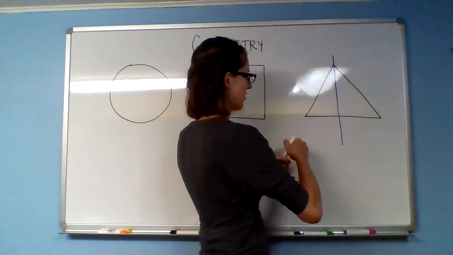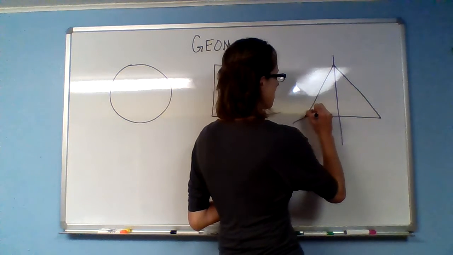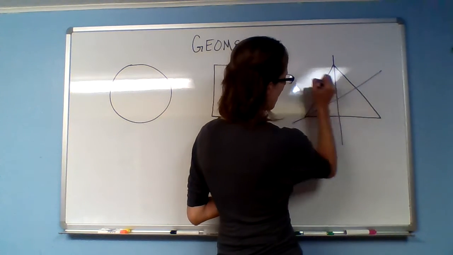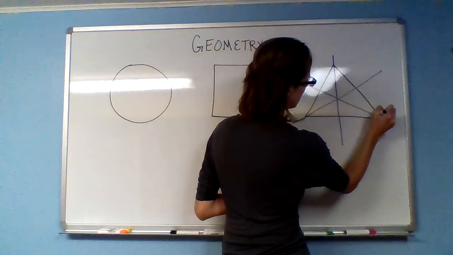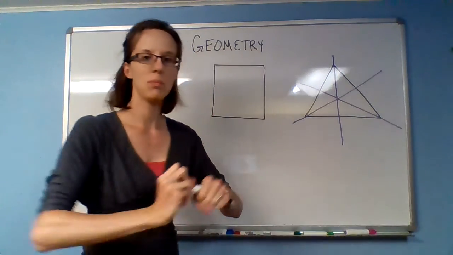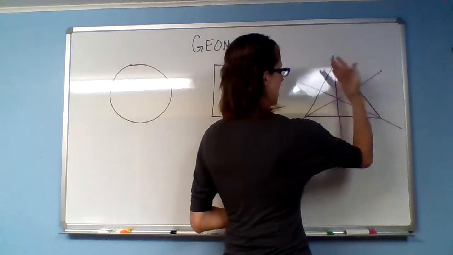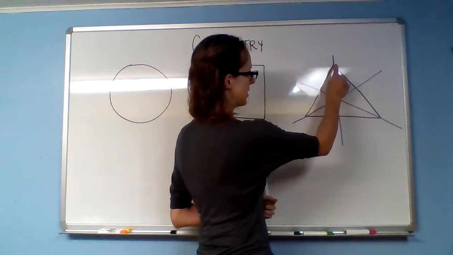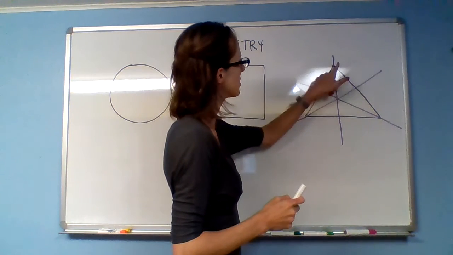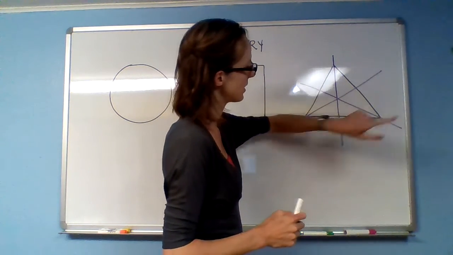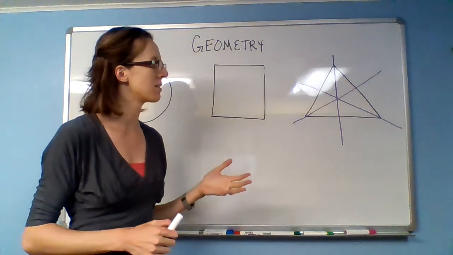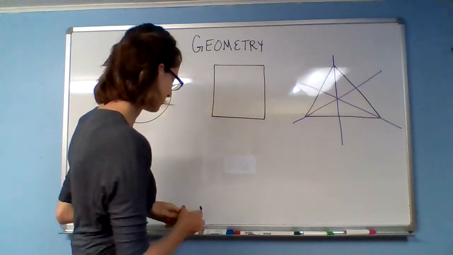Because it's equilateral, I could think about doing that same thing from any of the points, folding it across that line, and this corner would land on this corner, or if I fold it along this line, that vertex would land on that vertex. So an equilateral triangle actually has 3 lines of symmetry.